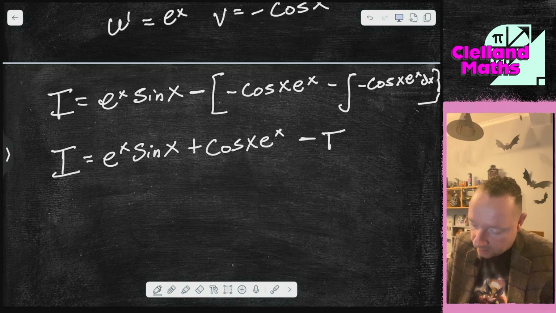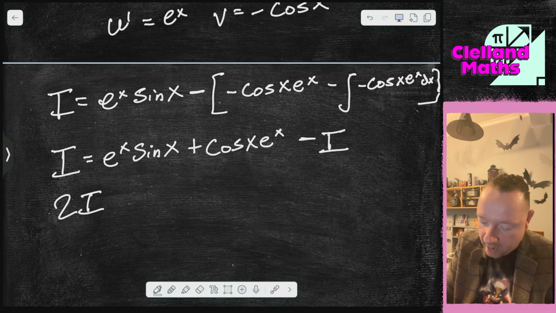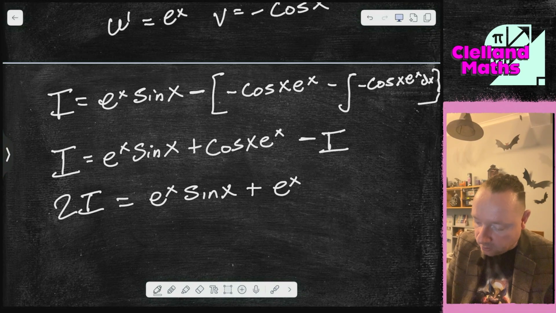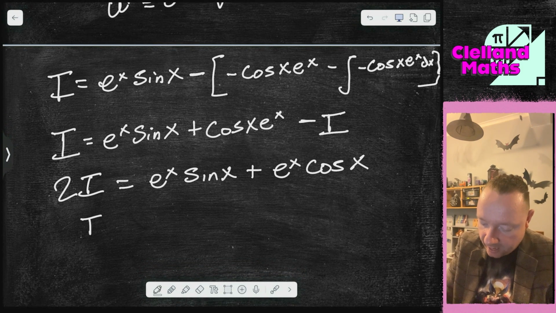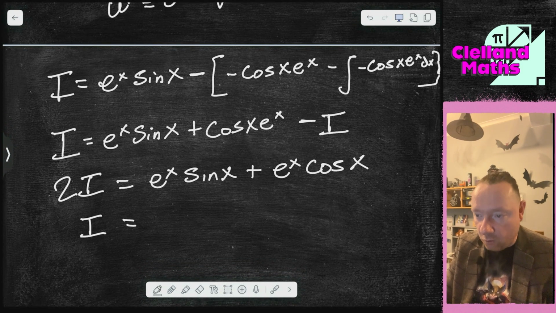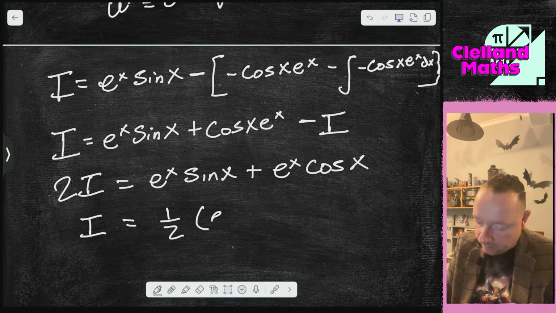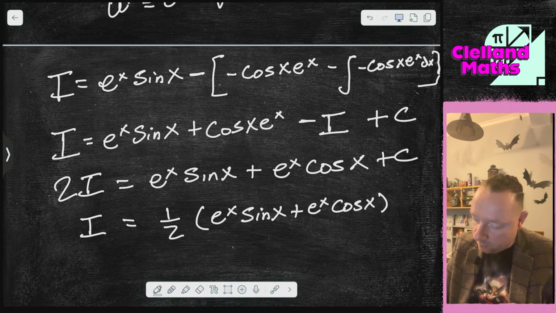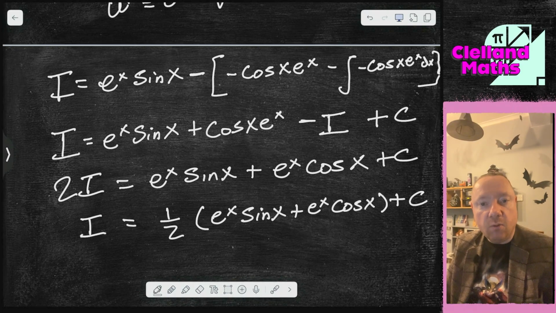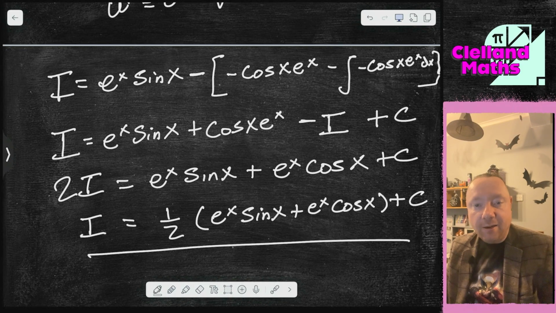So that's minus I. So moving the I over, we get 2I is e to the x sine x plus e to the x cos x. Or taking e to the x out as a common factor, sine x plus cos x. If 2I is that, then I is a half of that. So it's just 1/2 of e to the x sine x plus e to the x cos x. I've missed a c, of course, so I'll just keep putting the c back in. Plus c, because you can just half a c and still have a c. And we're done there.